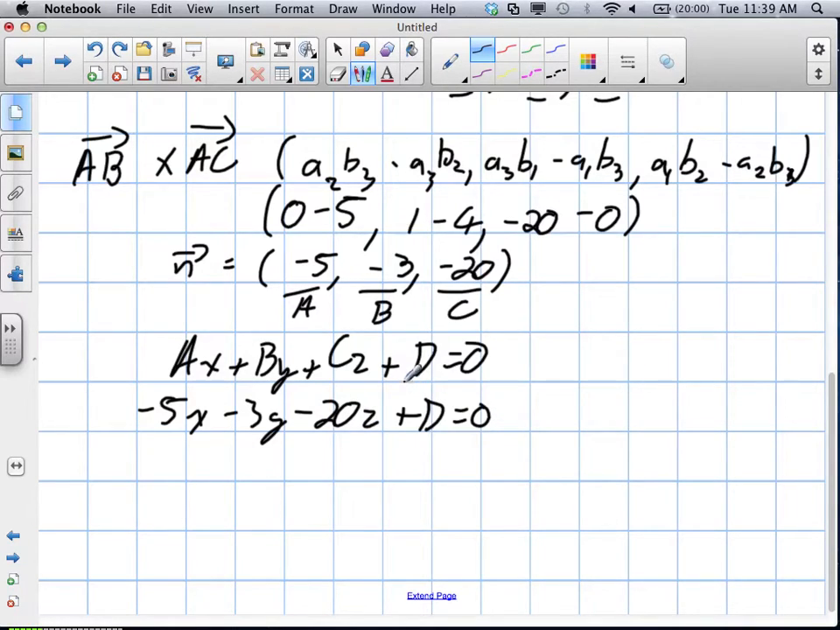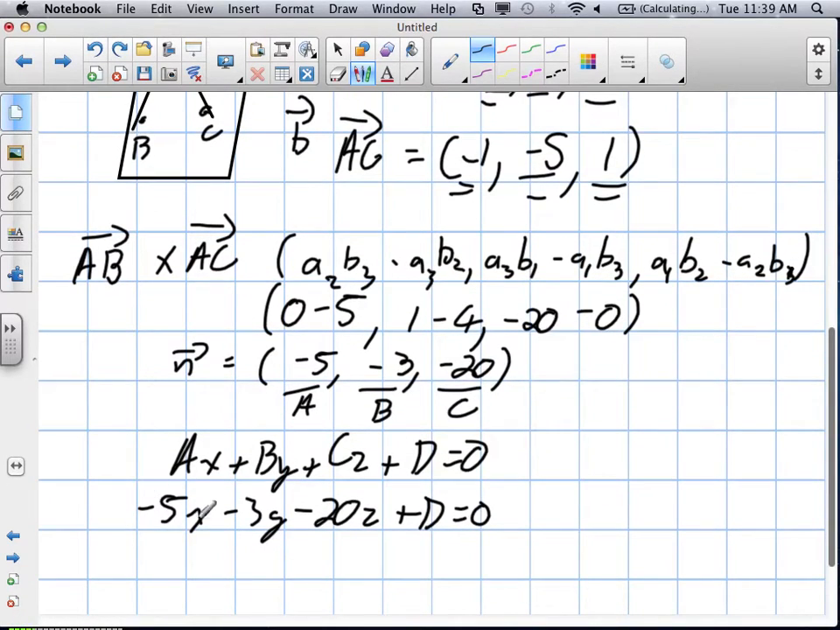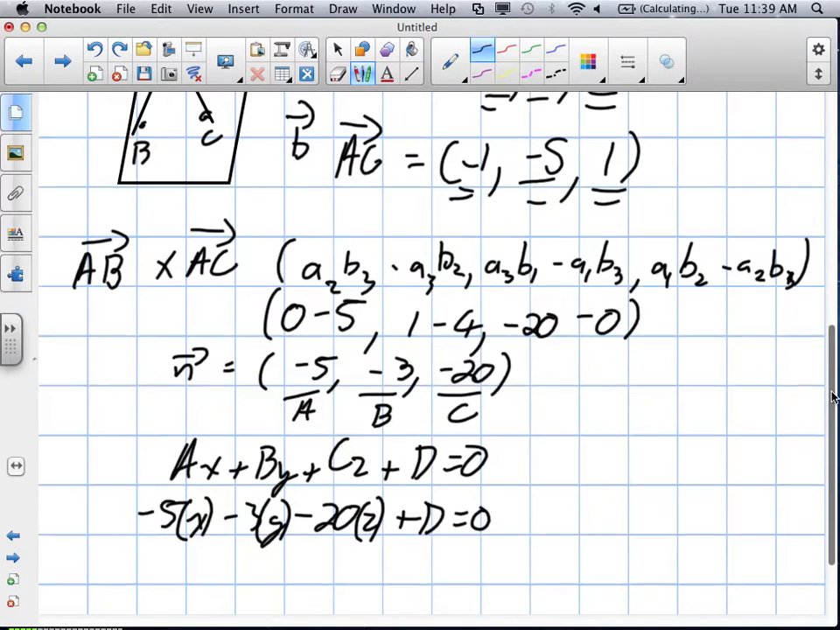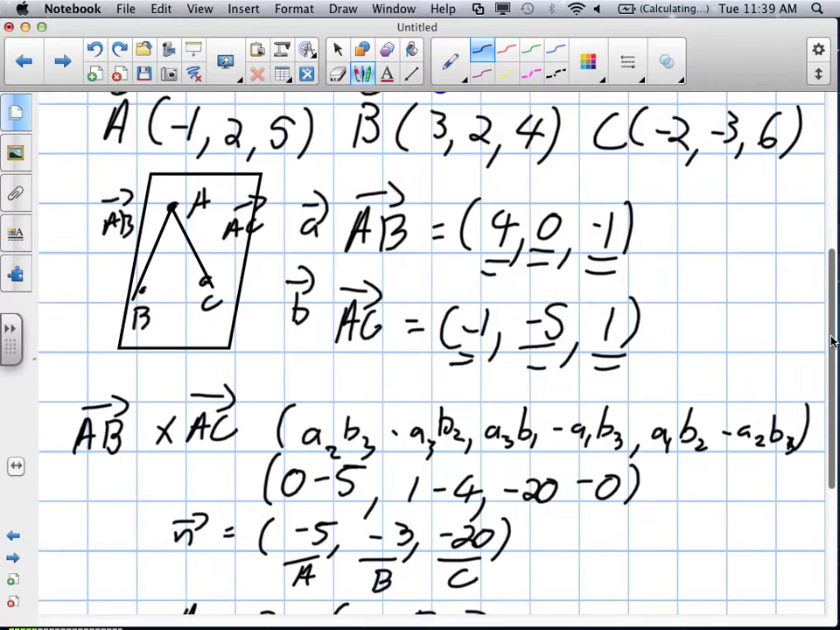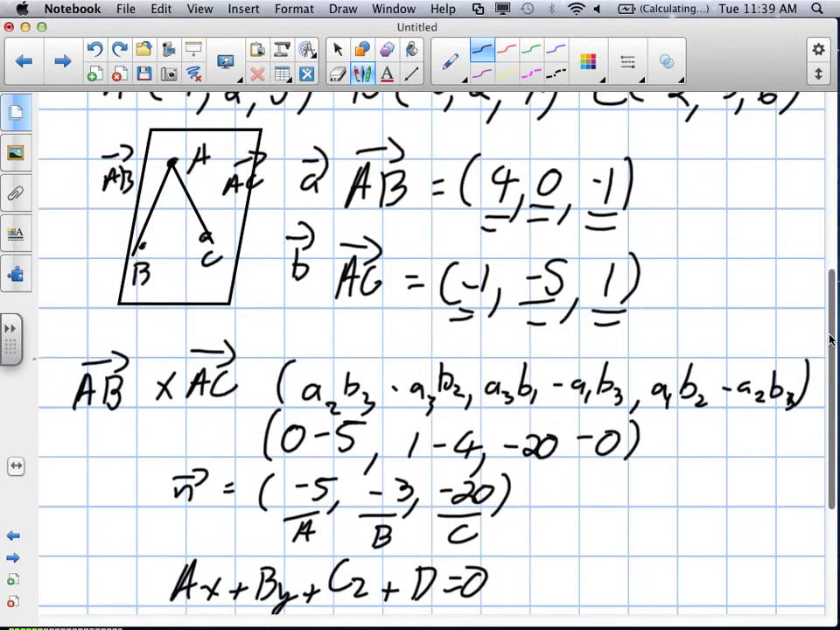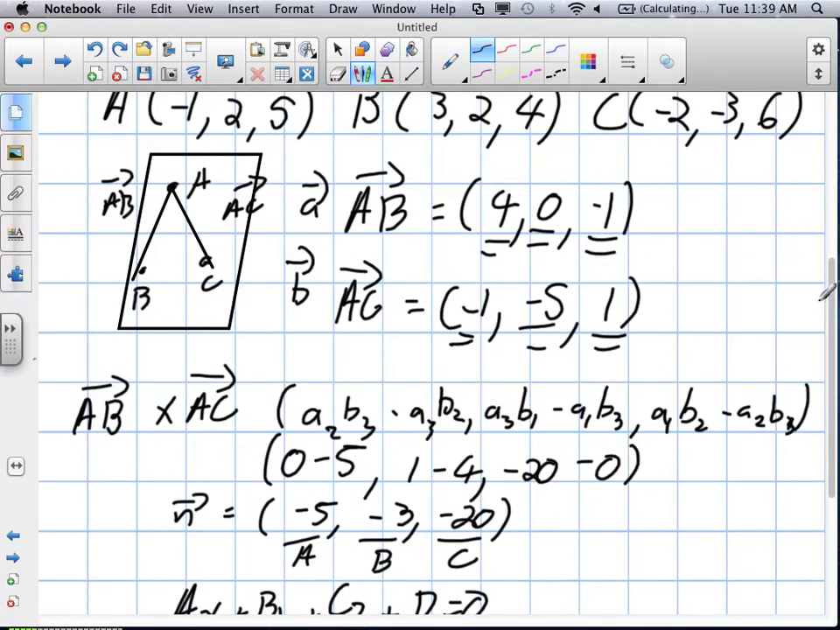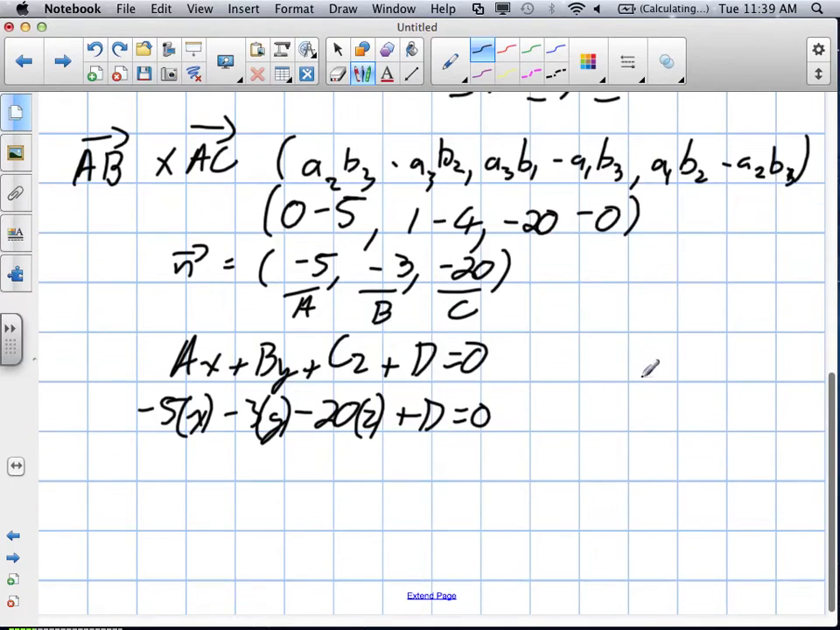We just need some point on the plane to solve this. Once we have a point, we're just going to sub it in like in the last one, that point for x, y, and z. Okay? And we know that we can essentially use any of the points on the plane. I could have used B, which is 3, 2, 4. I'm going to do that.